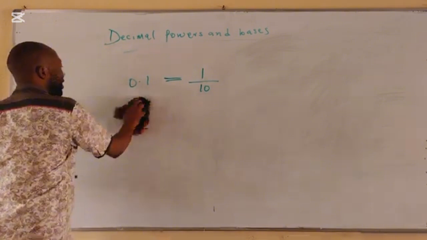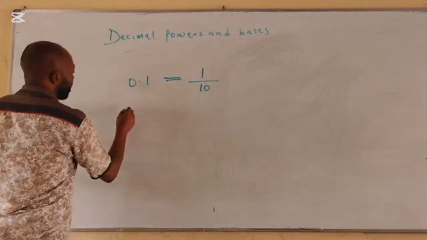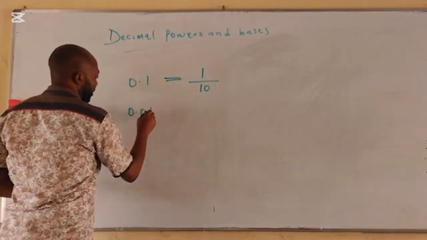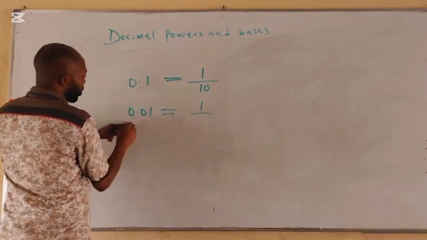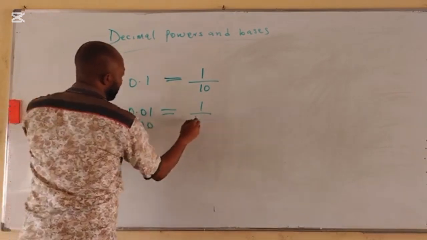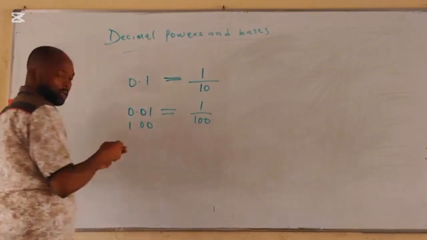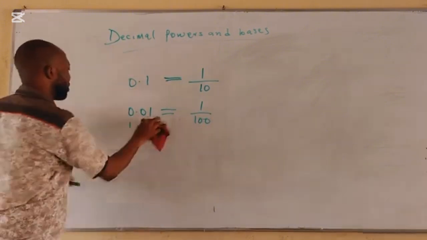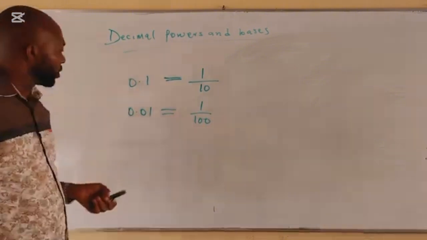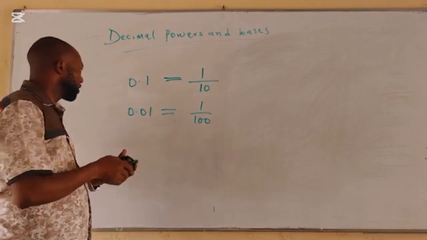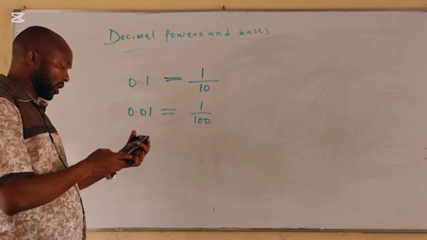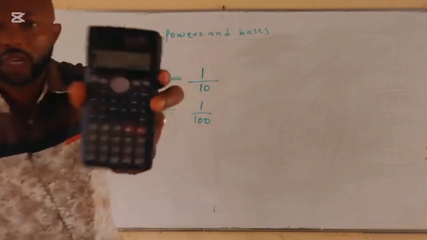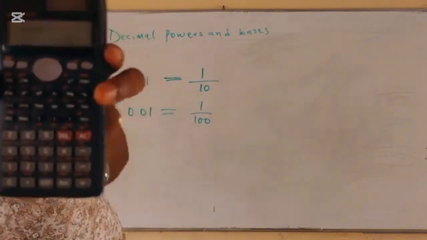What if I have 0.01? My real number here is 1 over 100. Is it true that 1 over 100 is 0.01? 1 divided by 100 is true. It's 0.01.